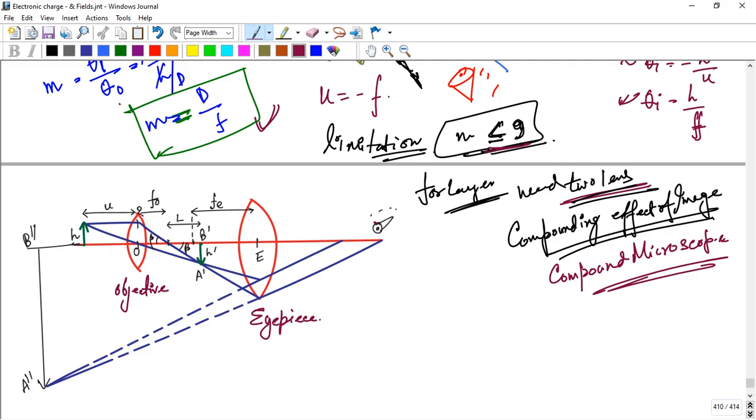Because the eye is placed here, these are called eyepieces. And the object is placed here, and that's the incident ray. After striking the objective lens, the ray passes through, and we need another ray from the object, and this ray meets here, and H dash is the first image created by the objective lens.